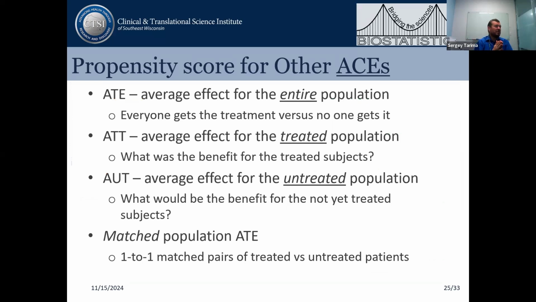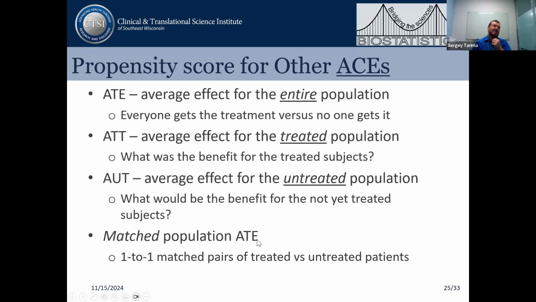So far, we just talked only about average treatment effect, right? But there are other causal effects which can be estimated. For example, the average treatment effect in the treated population, and the average no-treatment effect. So it's the average effect for the untreated population. So these two quantities can also potentially be estimated.